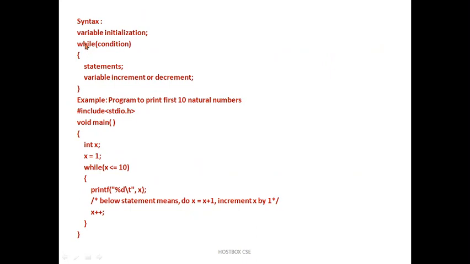Now, what is the syntax for the while loop? It has the syntax: variable initialization, then while condition, then statements, followed by variable increment or decrement. These are the structures. Then the example: how to print the first 10 natural numbers.